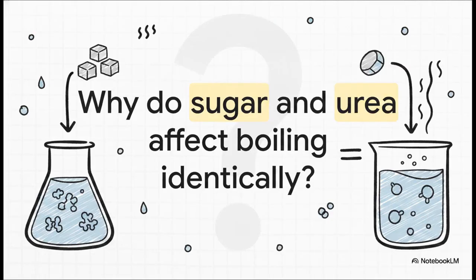Okay, let's dive right into this with a little mystery. Why on earth do sugar and urea affect boiling water identically? Seriously, think about it. If you take 1 mole of sucrose, just ordinary table sugar, and dump it into a kilogram of water, the boiling point goes up. Well, if you take 1 mole of urea and do the exact same thing, the boiling point goes up by the exact same amount. Sugar and urea are completely different molecules, right? They have totally different sizes, different shapes, different chemical structures, and yet the water just doesn't care. It treats them exactly the same. Why? Well, that mystery is the very heart of what we're uncovering today.